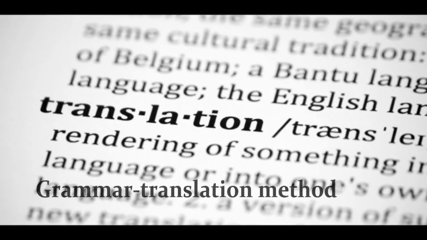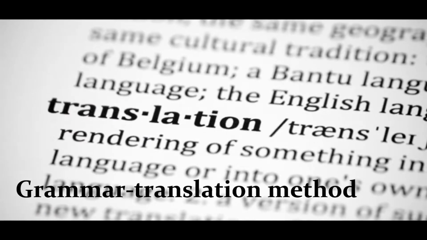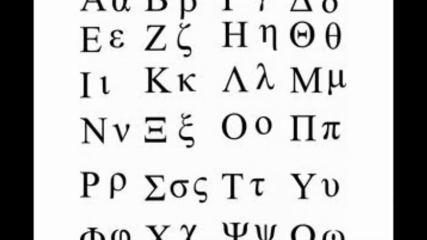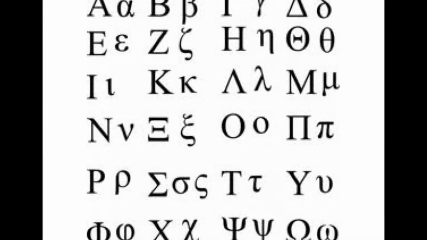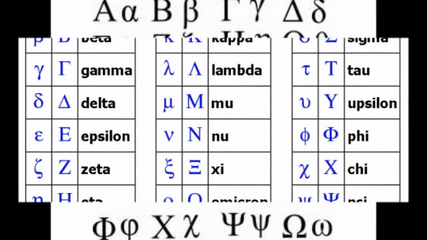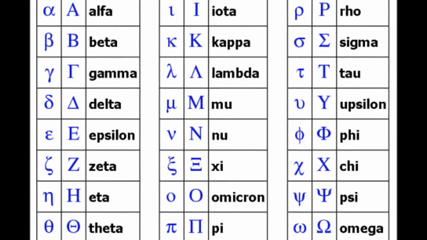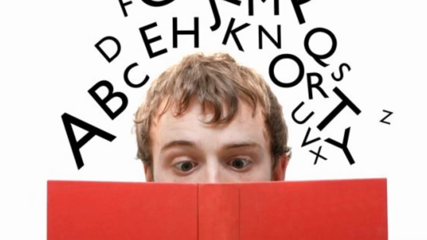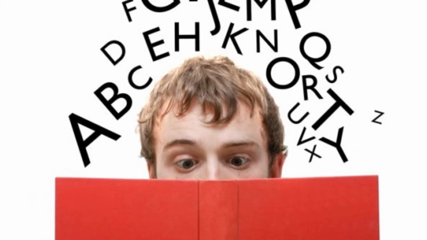The grammar translation method is one of the most traditional methods. Initially, it was widely used to teach dead languages, like Latin and Greek, which involved little or no spoken communication or listening comprehension. The language is learned through memorization of grammar rules and vocabulary.